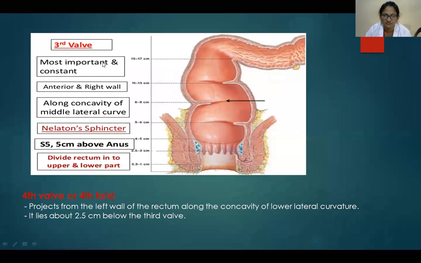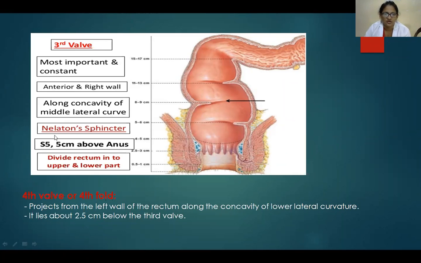Next, coming to the third valve. First, second, third: first and third, second and fourth. The third valve is the most important and constant valve. It is formed by the right lateral wall of the rectum, along the concavity of the middle lateral curve.